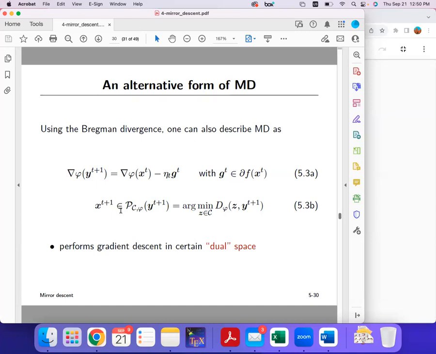After that, we will do a projection. xt plus 1 is simply projecting the obtained yt plus 1 onto the set C under this Bregman divergence. So it is a two-step process. One is a subgradient method, but in this gradient space, and then followed by a projection.